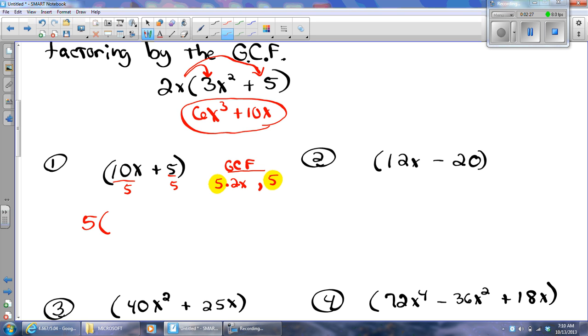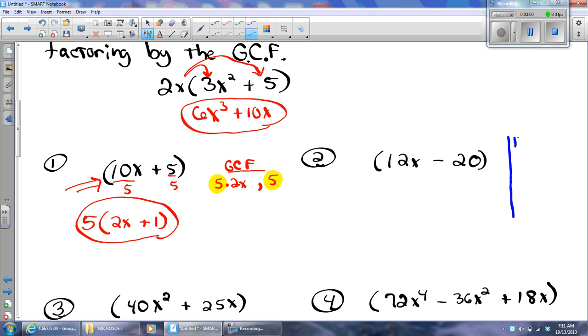It's like I'm undistributing. 10 divided by 5 is 2. There's an x there. 5 divided by 5 is 1. I just factored by the GCF. I just undistributed the 5. I'm thinking about this as, what number would have been distributed to get me this answer? Well, it would be a 5. And I'm always going to pull out the greatest common factor. The better you know your multiplication facts, the easier the stuff's going to be. That's why I offered you quarterly challenges.